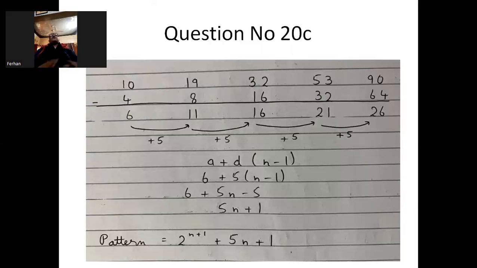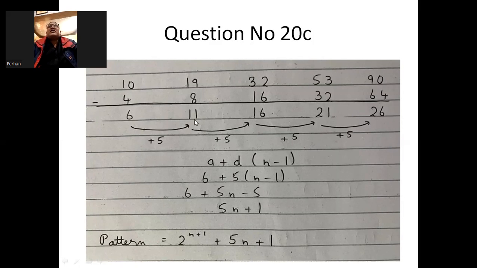So from the sequence whose nth term you want to find out, that's 10, 19, 32, 53, 90, I will subtract the first sequence, 6. From here you get 11. From here you get 16. From here you get 21. So you check how this sequence is added: that's 5, 5, 5, 5.